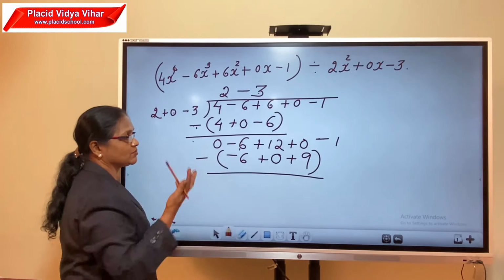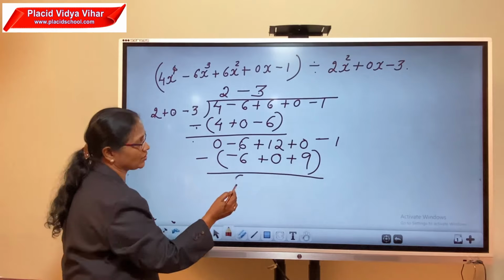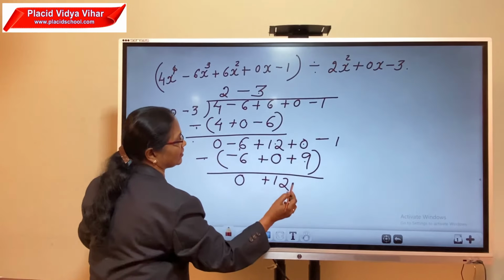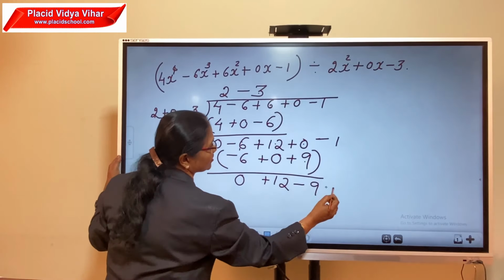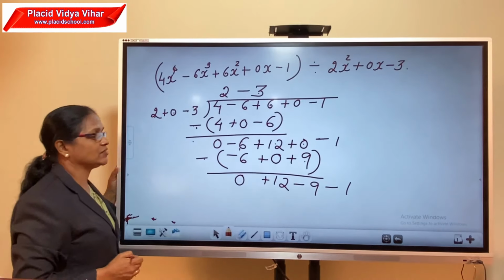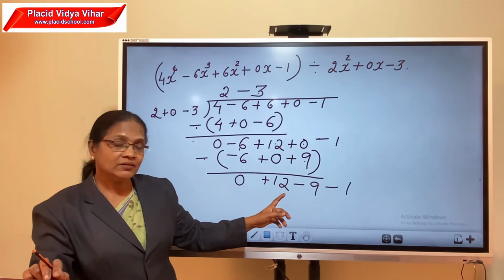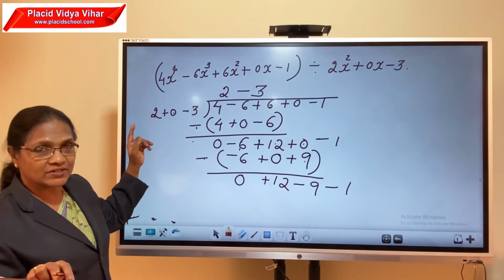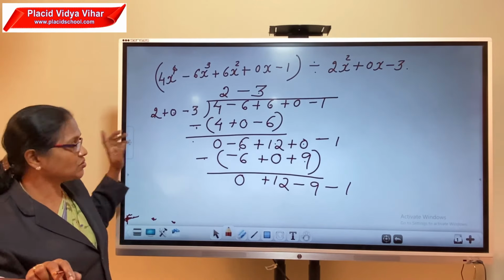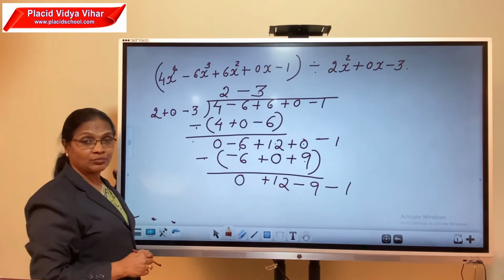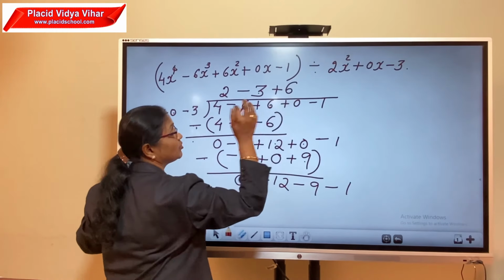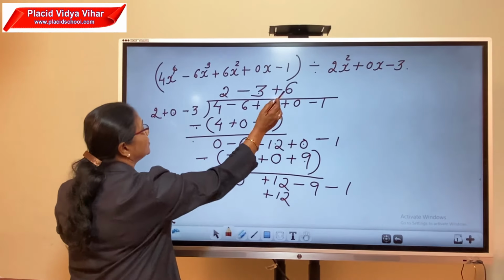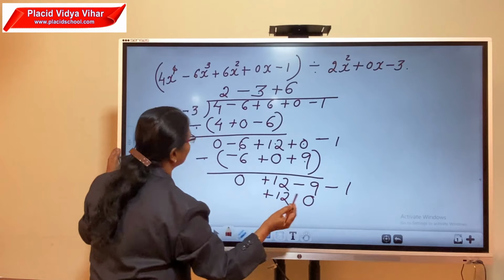See, negative 6 minus negative 6 becomes 0. 12 minus 0 is 12. 0 minus 9 is negative 9. Our next term is negative 1. Bring down that negative 1. Now the first term becomes 12. Again the first term of the divisor is 2. 12 by 2 equals positive 6. Therefore the next term of the quotient becomes positive 6. 6 into 2 equals 12. 6 into 0 becomes 0.